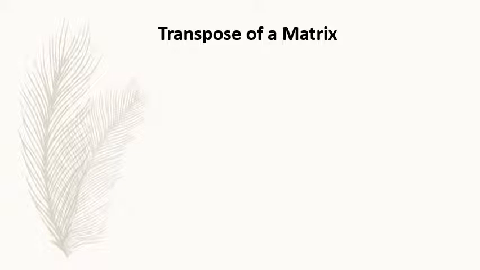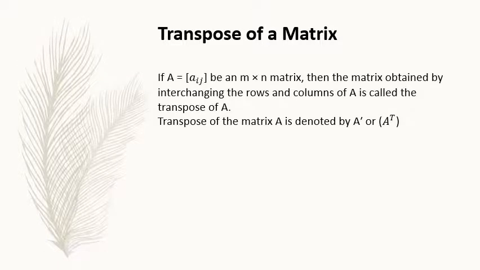Now we can discuss how to find the transpose of a matrix. If A be an m by n matrix, then the matrix obtained by interchanging the rows and columns of A is called the transpose of A. So we usually denote the transpose by A dash or A raised to T.